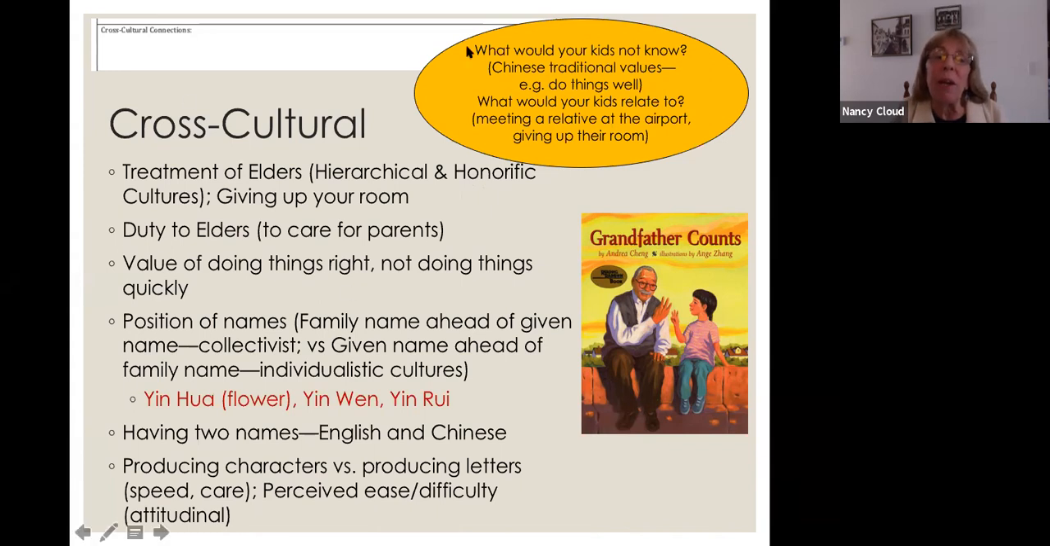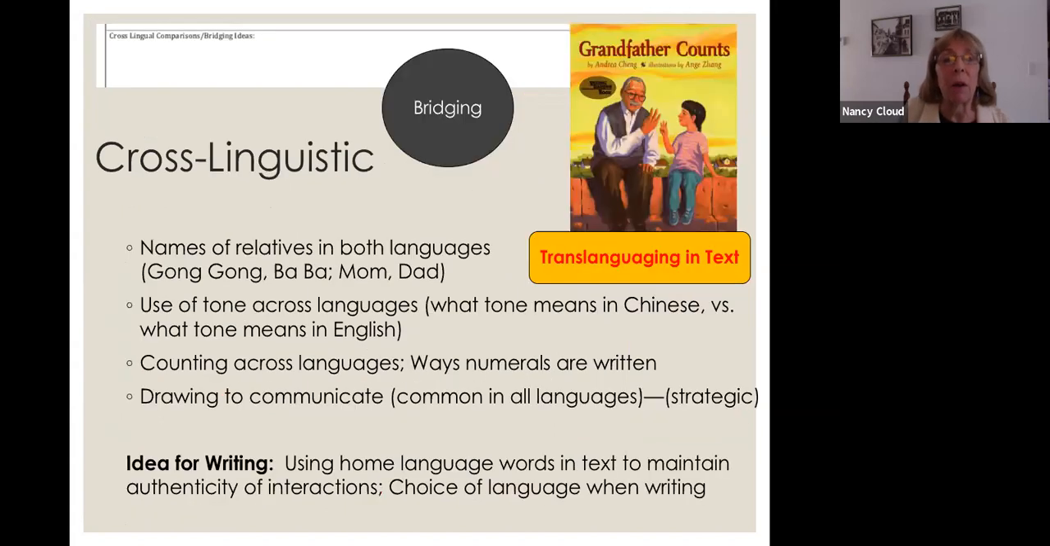So these are things that we might have to point out to certain people in the dual language program, because how else are they going to know it? We have to help them become more cross-culturally competent. And then there are things we have to teach them that are cross-linguistic. There is translanguaging in the text. Sometimes even in the title, they call him grandfather, but really that's not his name. And what does tone mean in Chinese versus what tone means in English? And ways that numerals are written, and drawing to communicate as a strategy.